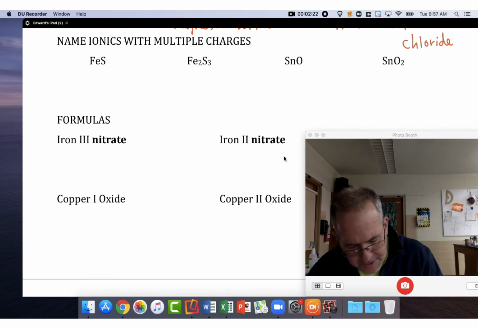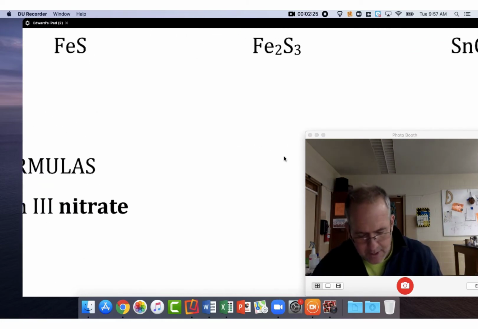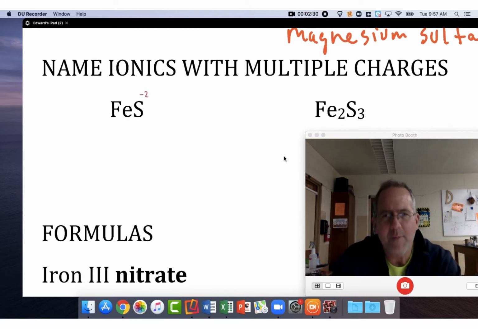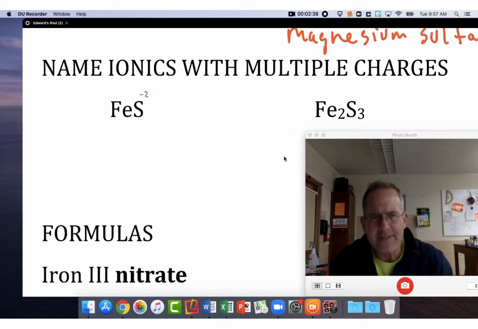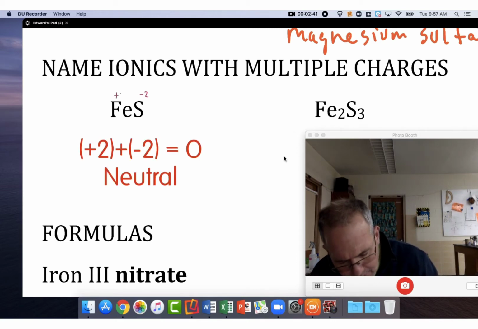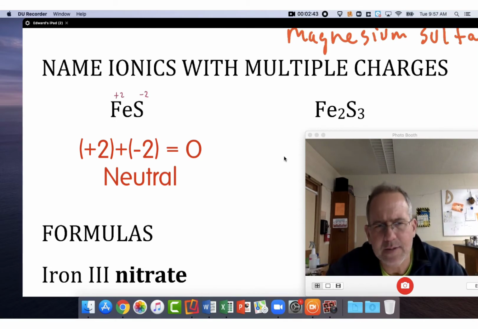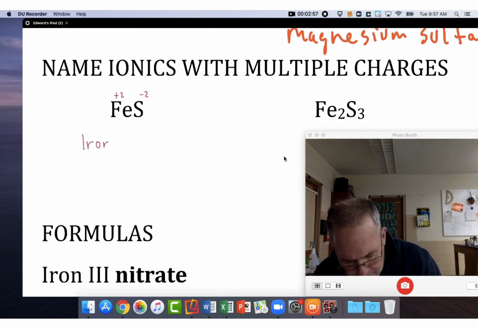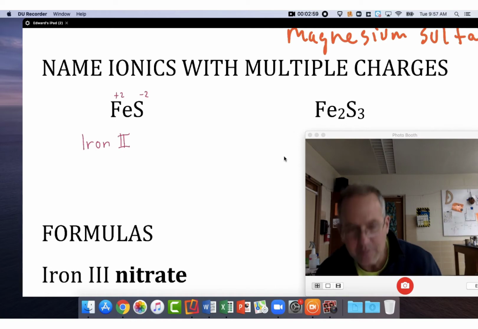and I do have to change the size of this font because paper looks small today. So if this S is minus 2 right here, remember those charges have to equal 0. So what does that Fe have to be? It has to be plus 2, right? Because minus 2 plus 2 equals 0. And we want these to be neutral. So Fe is plus 2. So that's going to be, from that chart, iron 2. That's a Roman numeral 2. Iron 2.